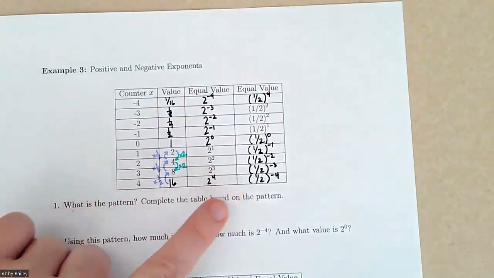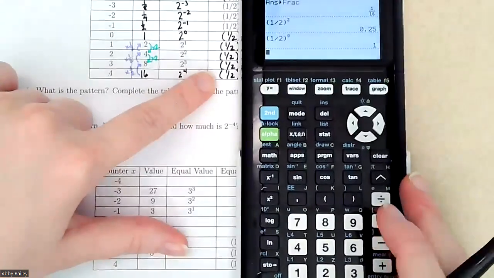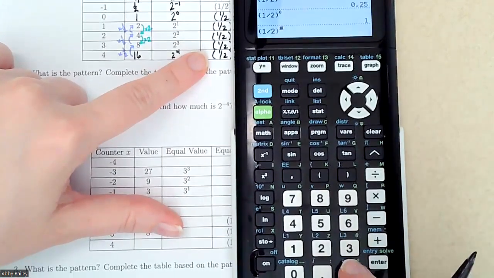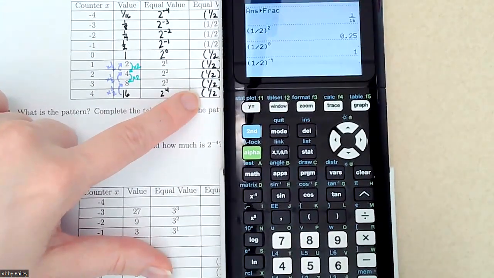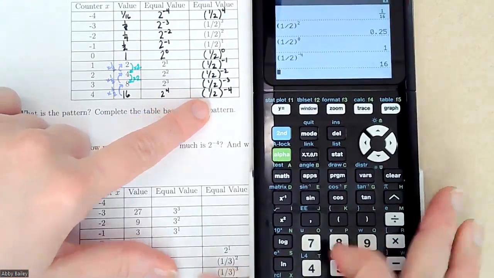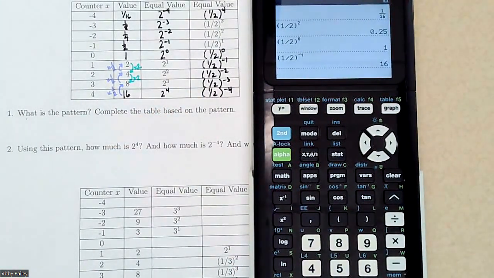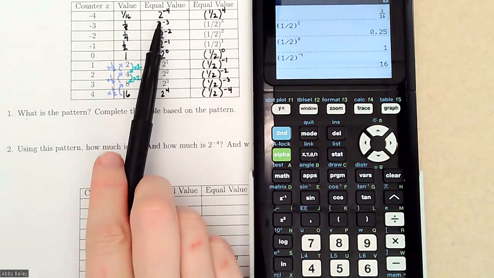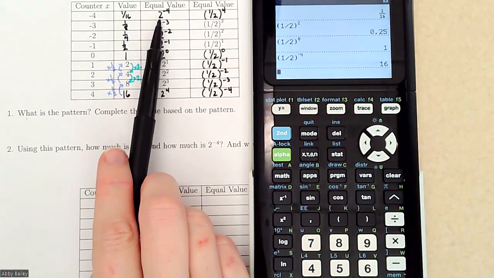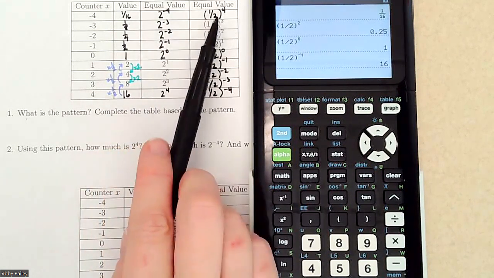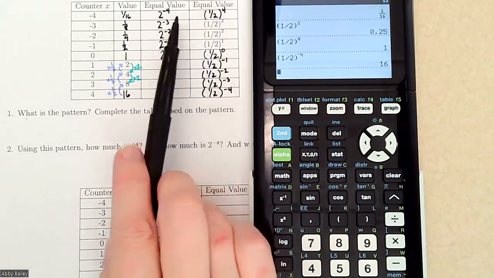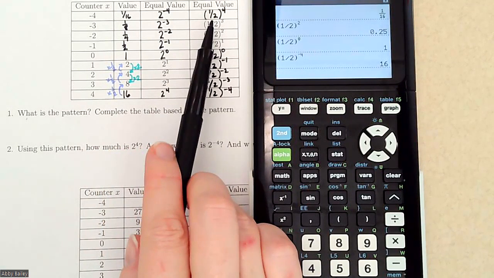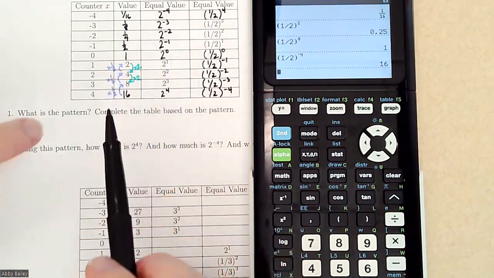Huh. Let's see if that matches. So let's take 1/2 raised to the -4th power. 16. Okay. Interesting. So these negative exponents, they're doing something. Like they're taking 2 to the -4, and that turns it into 1/16, which is the same as 1/2 to the 4th power.